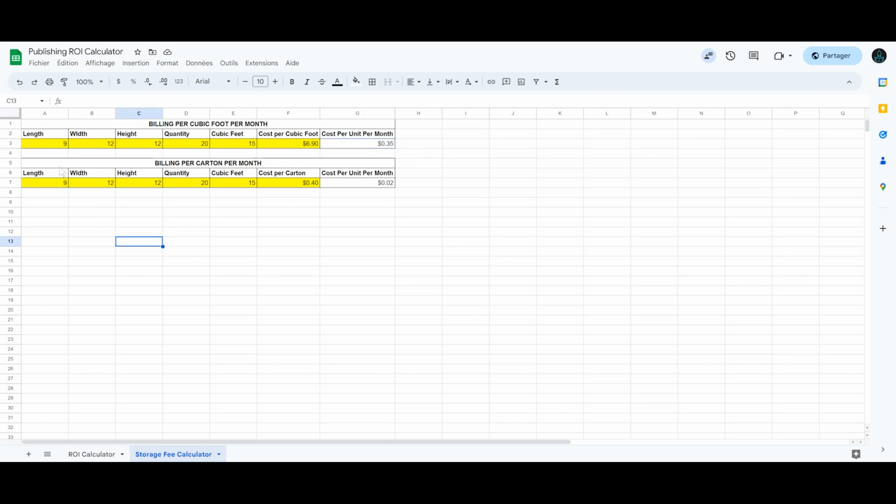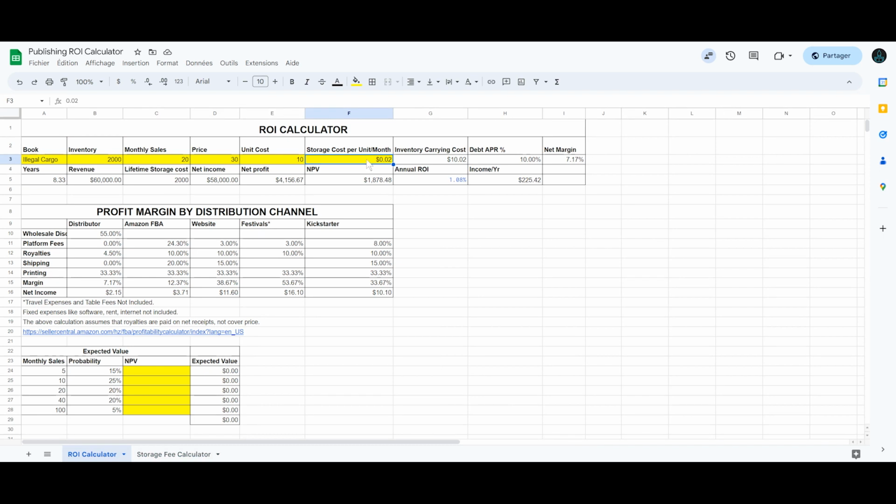Another common way that you might be billed is per carton per month. So you can plug in these values here. It's not really that important in this case. Actually, it's a much simpler calculation. All you need to know is the quantity and the cost per carton that the warehouse is going to bill you, and then you'll get your cost per unit per month. And then just come back and plug that in here. You plug those four values in here, and this will spit out all of this extra information.